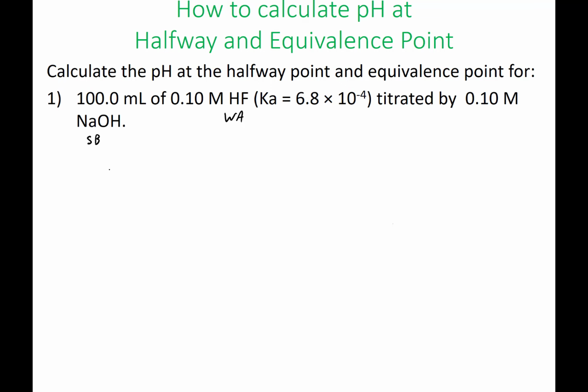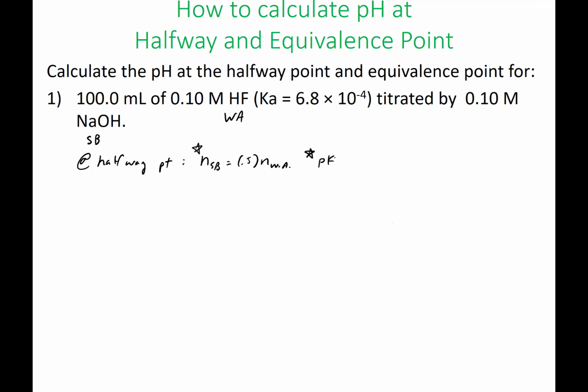From the cheat sheet, it said that at the halfway point, our moles of strong base equals half the moles of the weak acid that we had. It also had one bullet point that may play a role, but in this problem that's not really going to play a role because it just asks us to calculate the pH.